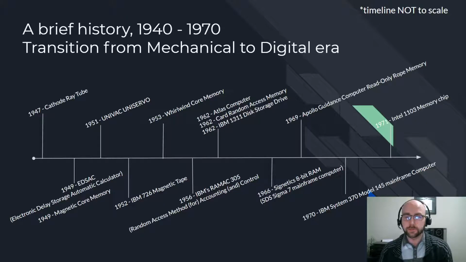Although this is an incomplete list, some notable mentions include magnetic core memory, IBM's magnetic tape, Whirlwind core memory, the Atlas computer, Signetics' 8-bit RAM that was to be used in their mainframe computer, the hand-woven rope memory, which was weaved by hand as a read-only program used in the Apollo space mission, and Intel's 1103 memory chip, which finally pushed the digital era forward.